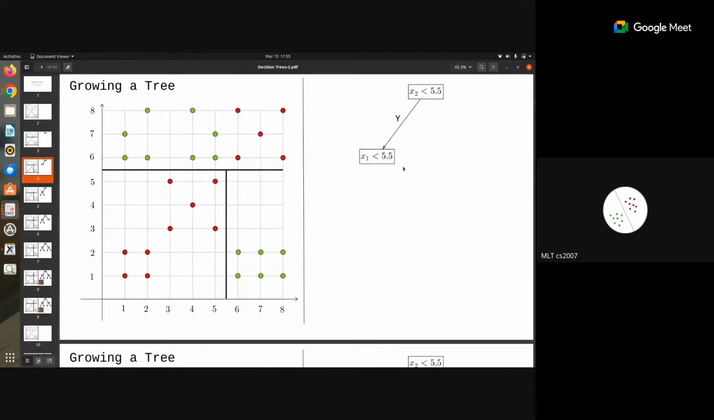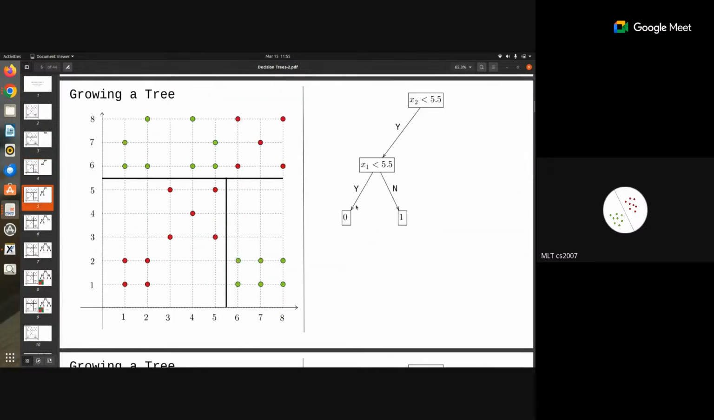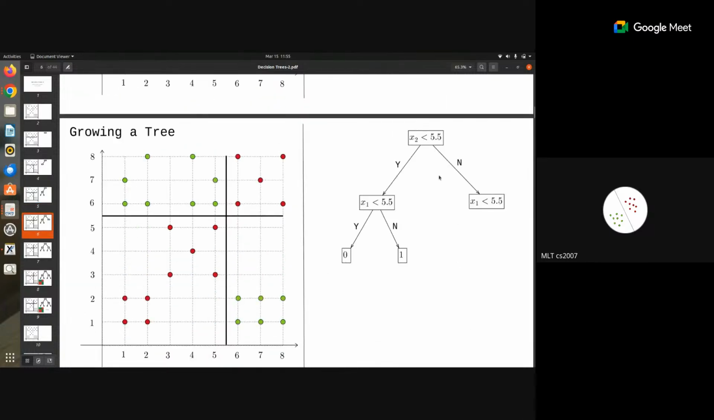When x1 is less than 5.5, if the answer to this question is yes, then this space, if this is a 0 class and this is a 1 class, right? The same thing: if the answer to the first question, which is x2 is less than 5.5, was no, that means all the data points we are looking at are above this 5.5, that means this region.